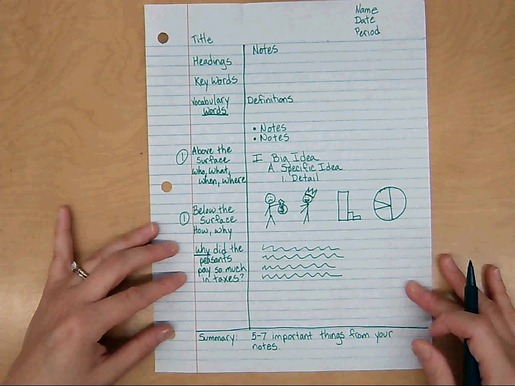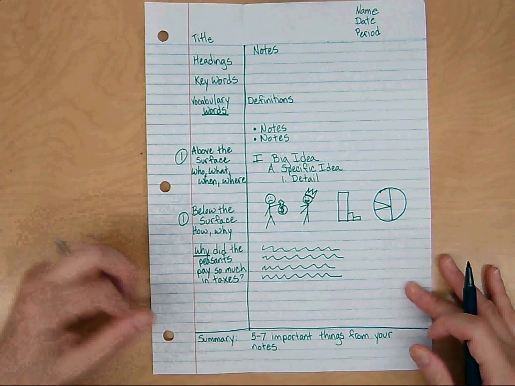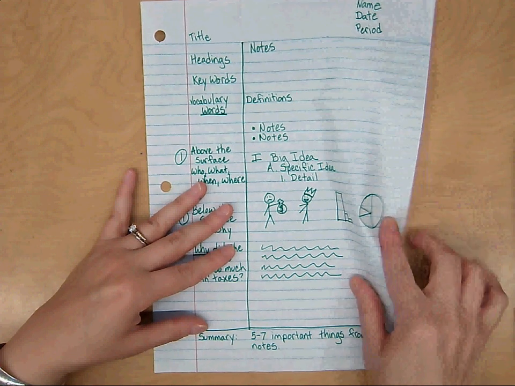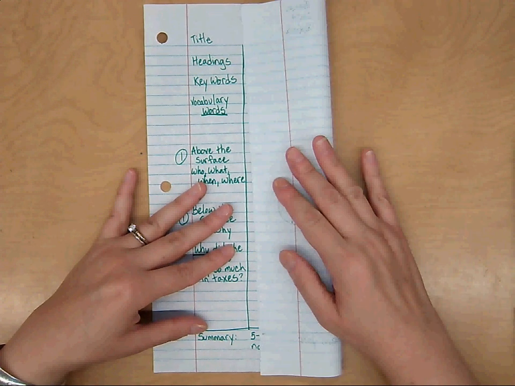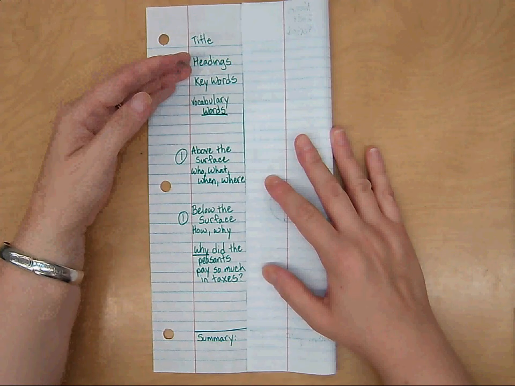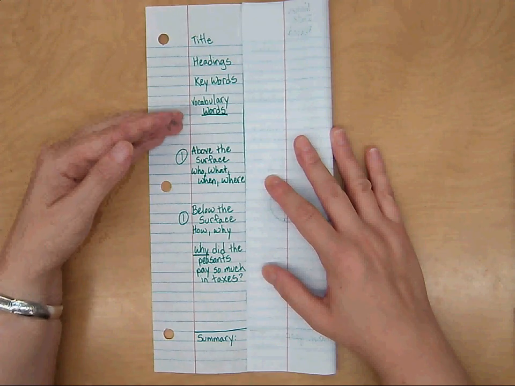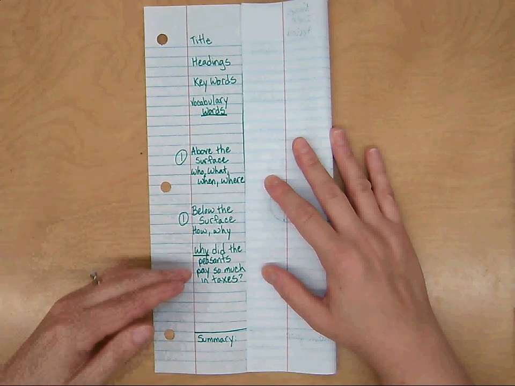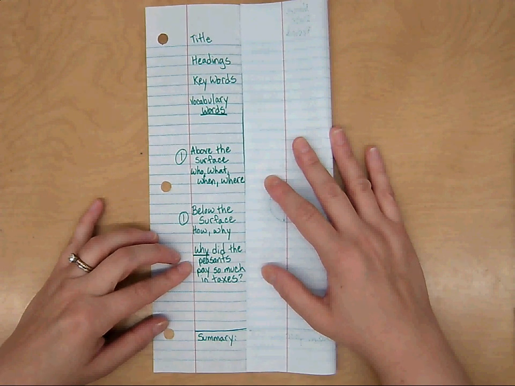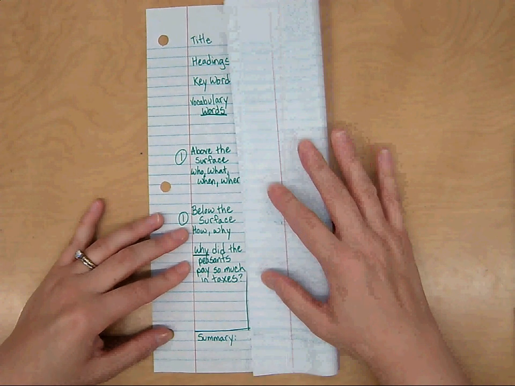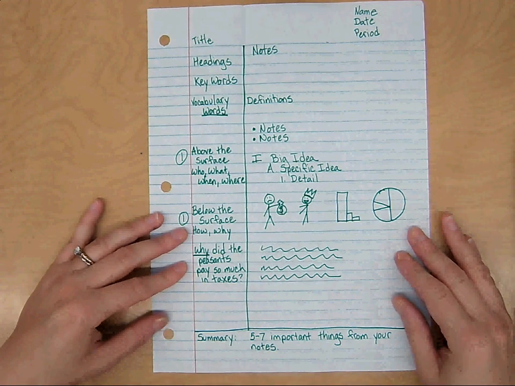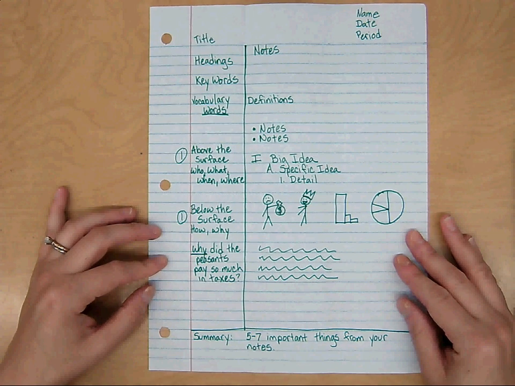When you're ready to study, that's where Cornell Notes become the most useful. You can fold over this side of the Cornell Notes and cover your answers, and you're left with keywords, vocabulary, and questions to see if you've really learned the material. If you have, you'll be able to answer all these things, and if you haven't, you can peek and get the answer and try again. That's one of the reasons Cornell Notes are so great.